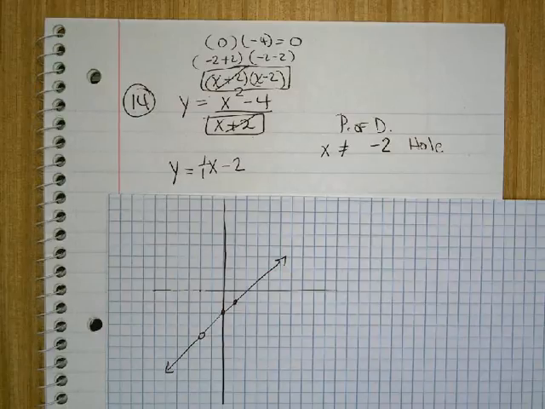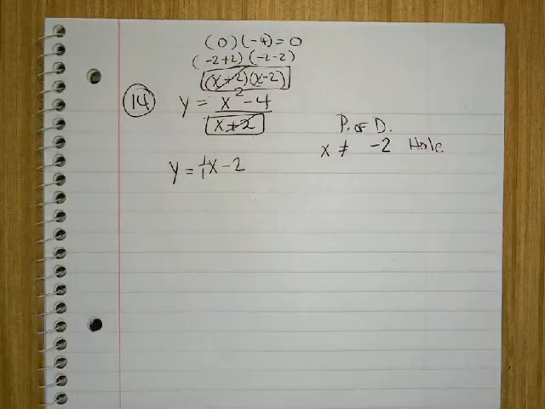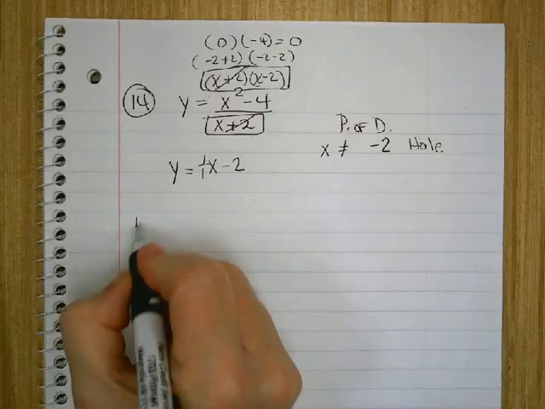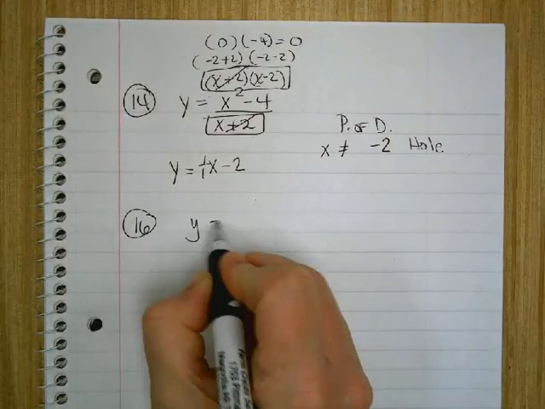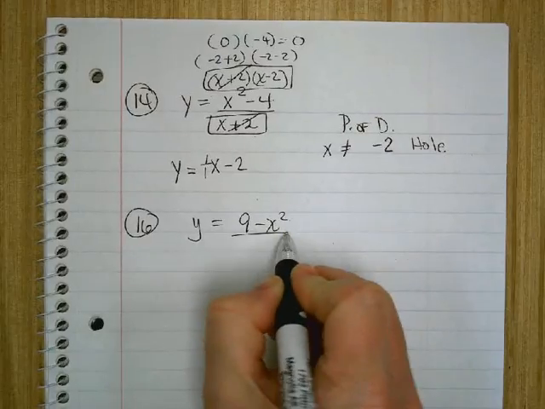Any questions on holes or vertical asymptotes or working with these functions? So far, so good? Okay, let's do 16. Y equals 9 minus x squared over x squared minus 9.